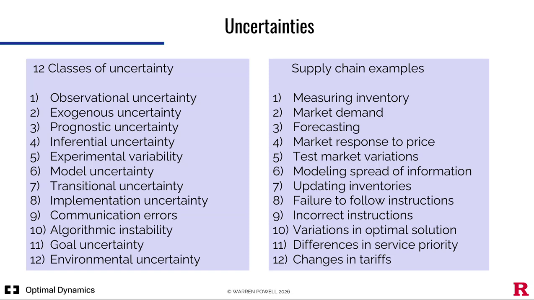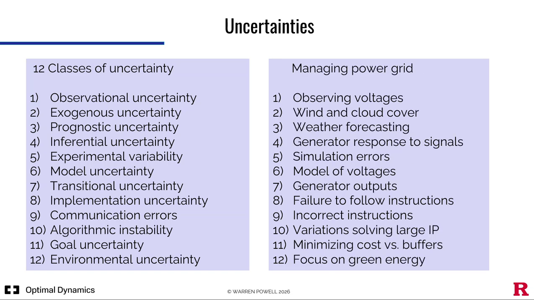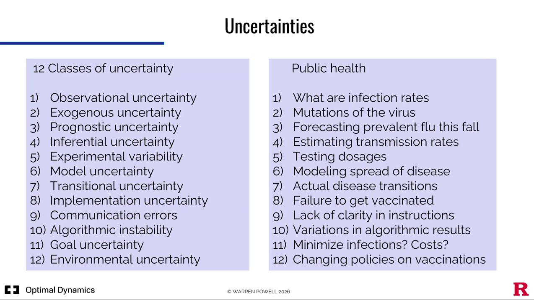Like if I was talking about how to model playing chess, I would only have one form of uncertainty. But when you do something complicated like supply chain, or maybe you're managing the power grid, or public health, there will be a whole bunch of others. Now, what we're doing with these 12 classes of uncertainty is using them to help prod your imagination to think about uncertainty. There's some overlap, and that's fine. The key thing is to get as long a list of types of uncertainties as possible.